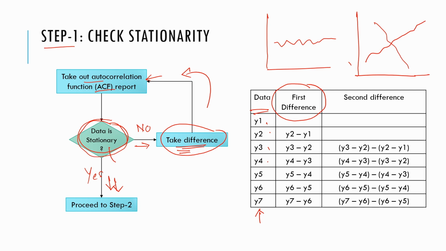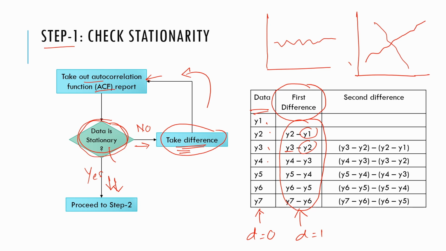How to take the first difference? Just subtract y1 from y2, then y2 from y3, and so on. So this is the first difference. Once you have found the first difference, this is d equal to 0, where d is for difference, and this is d equal to 1. So check the autocorrelation of this particular column and decide whether it is stationary or not based on the cutoff or die out behavior.